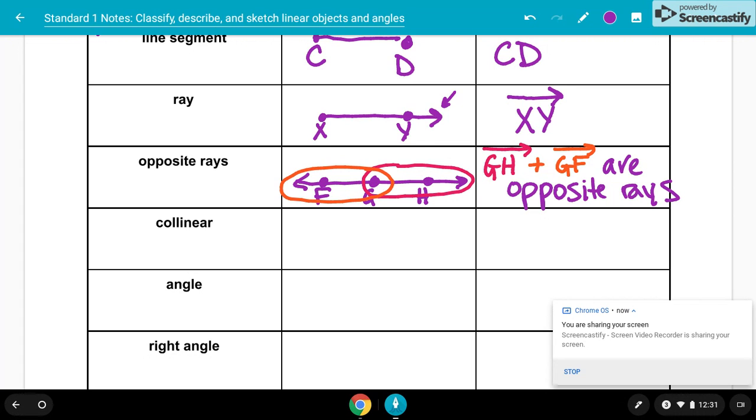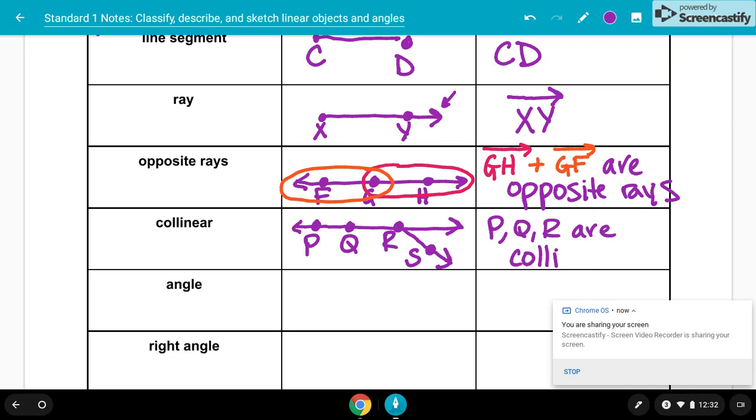Collinear: if you had a line like this and you had points P, Q, R, and then you had another ray coming out, and let's say there was an S on that, you would say that points P, Q, and R are collinear because they are all on the same line. S is not on that same line. So collinear points are points that are on the same line. So P, Q, R are collinear.